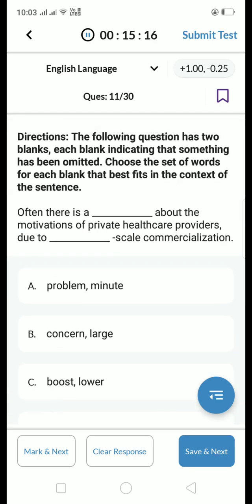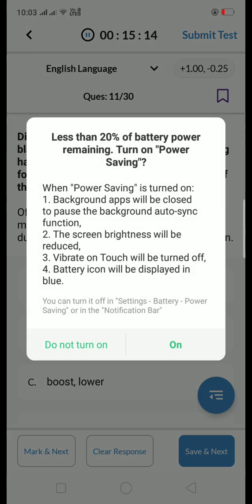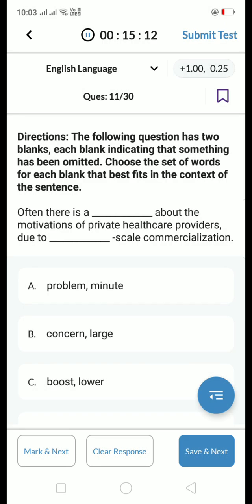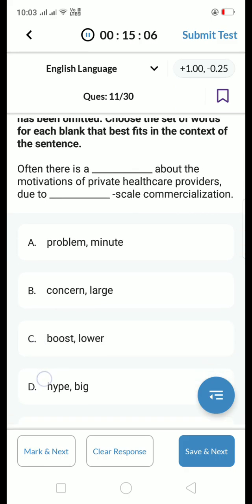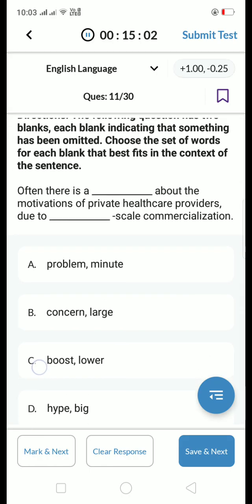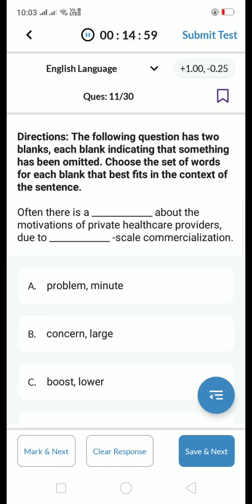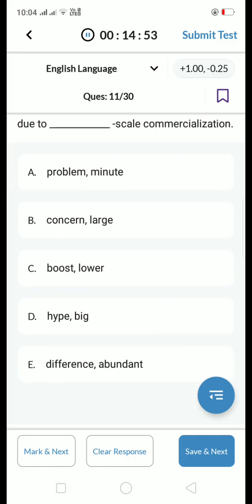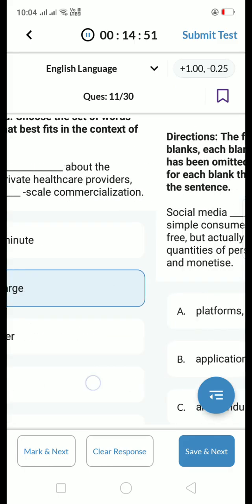ओके, ये डबल फिलर है. That cannot be any question more easier than the double filler. डबल फिलर में क्या होता है ना, आप ऑप्शन देख के पता कर सकते हो, ओमिट कर सकते हो जो गलत होगा, and you can reach to the correct answer. So often there is a dash about the motivations of private healthcare providers due to dash scale provider. Okay, यहाँ पे कंसर्न होगा, लार्ज होगा.